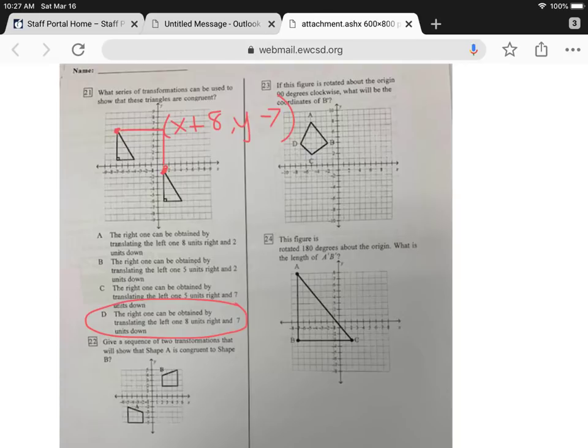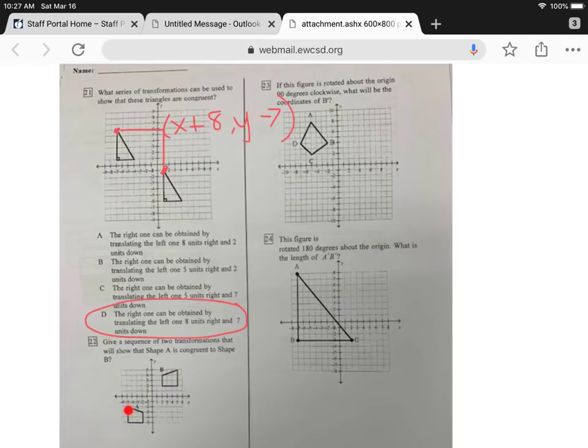Use your patty paper if you need to, but what it's saying is give a sequence of 2 transformations that will show that shape A is congruent to shape B. It wants you to give them 2 transformations, and you know the transformations. There's reflections, there's translations, there's rotations, and there's also dilations. When I look at these 2 things, I know that they're not dilated because they're the same size.